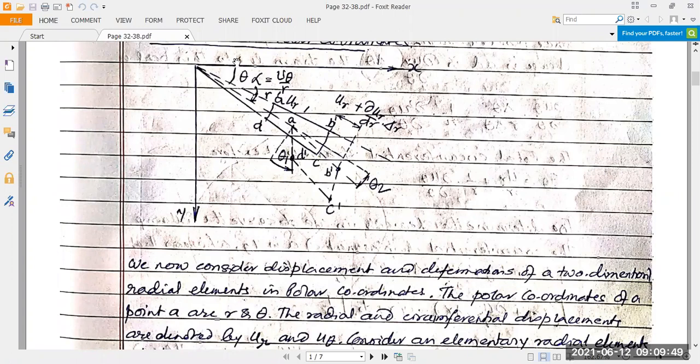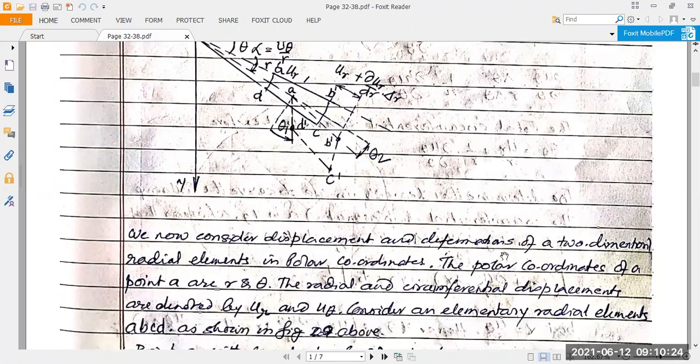And now the radial and circumferential displacements of the point are given as u_r and u_theta. If this point is displaced by a certain distance radially, that will be termed as u_r, like this here. And if this point is displaced at any angle from the point A position, it will be defined as u_theta itself, like this.